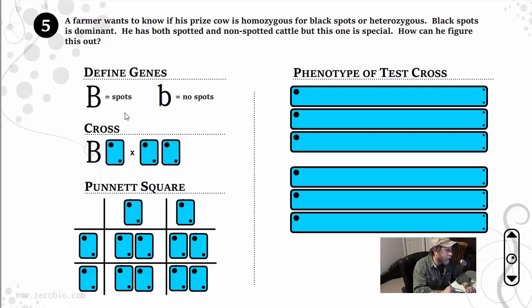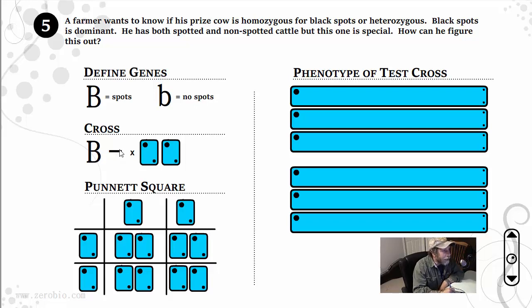We do know that the cow has at least one big B because it's got spots, but it could be big B big B, or big B little b. So we're going to put a dash in there, our unknown. Whenever you don't know for sure, you can use this kind of technique.